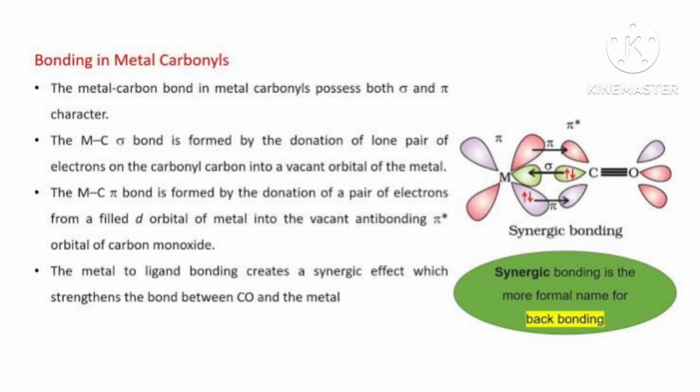And tetracarbonyl nickel 0, its geometry is tetrahedral. And pentacarbonyl iron 0 is trigonal bipyramidal. And one more example, hexacarbonyl chromium 0 is octahedral. Means if 4 carbonyl ligands are attached with the central metal ion, then this is tetrahedral.